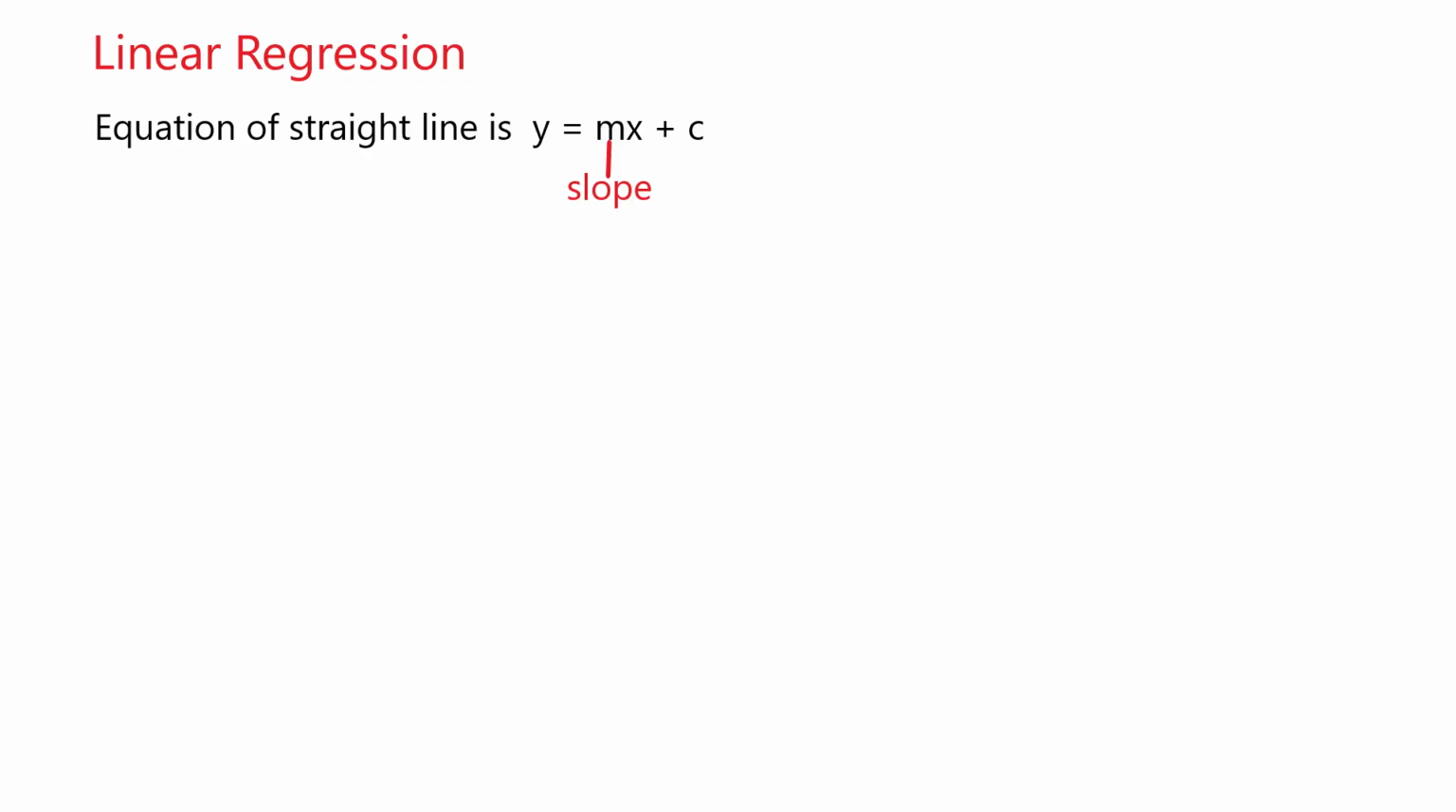Will it gently climb like a turtle on a hill, or take a nosedive like a stock market crash? C, intercept. This is where the line decides to start its journey on the y-axis. Think of it as the GPS starting point of the line. But we all know theory is like a salad. Good for you, but hard to enjoy. So let's spice things up with some experiments.